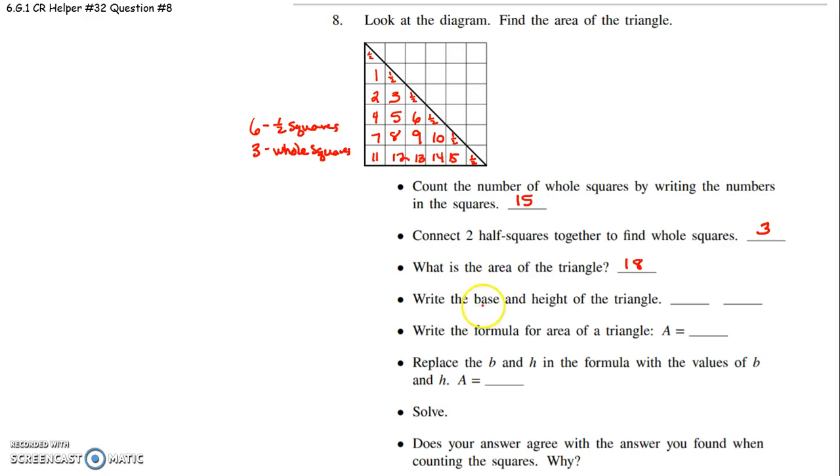Okay. Write the base and height of the triangle. So for the base of our triangle, 1, 2, 3, 4, 5, 6 units. So the base equals 6 units. For the height, we have 1, 2, 3, 4, 5, 6 units. Okay. The height is 6 units.